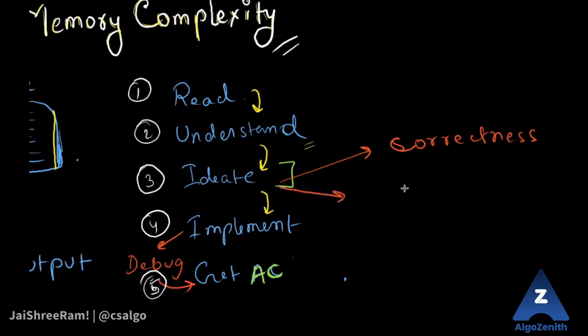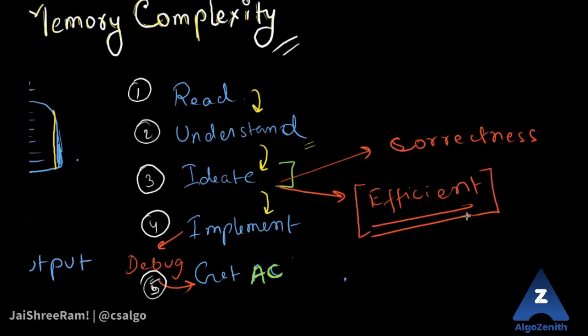The second factor that comes into play is efficiency. Is your solution efficient? Will your solution be able to process the inputs that are possible for the problem in the given time limit? This factor is the thing that we would be solving in this video. Once we have a grasp on time complexity and memory complexity, you would be able to decide whether the solutions that you design are efficient enough to pass the time limit and memory limit of a problem.